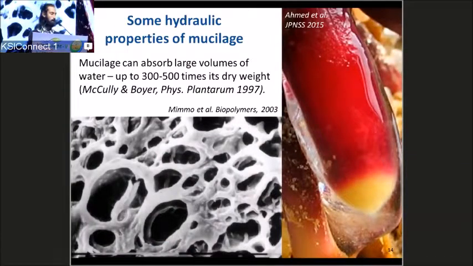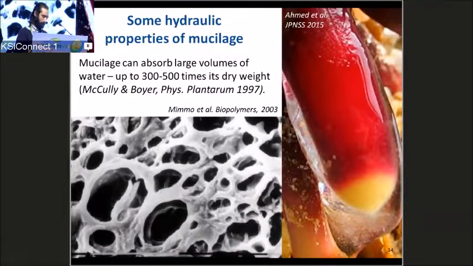This is an example. On the right, you see the nodal roots of a maize plant, and if you cover this with water for some time and then remove the water, you see this gel surrounding the roots. This is the mucilage, and on the left side you see the mucilage under the microscope when it's fully expanded. It looks similar to a sponge. When you immerse it in water, it starts to swell and expand, and it can absorb up to 500 times its dry weight. So 1 milligram of gel may absorb 1 gram of water.